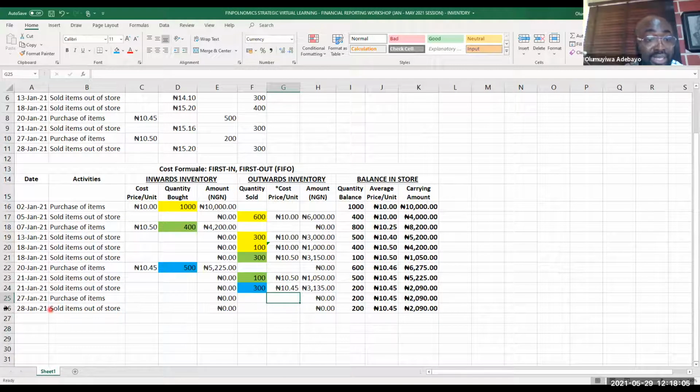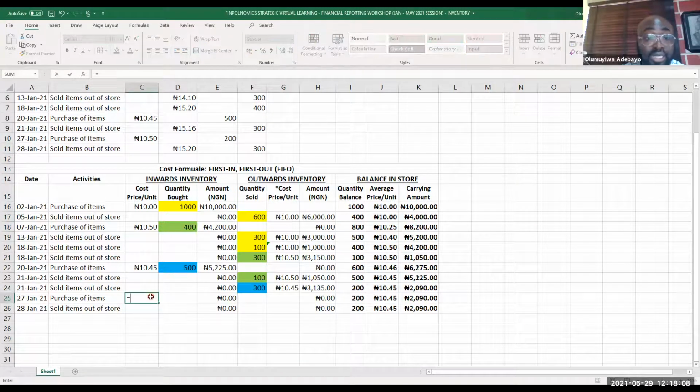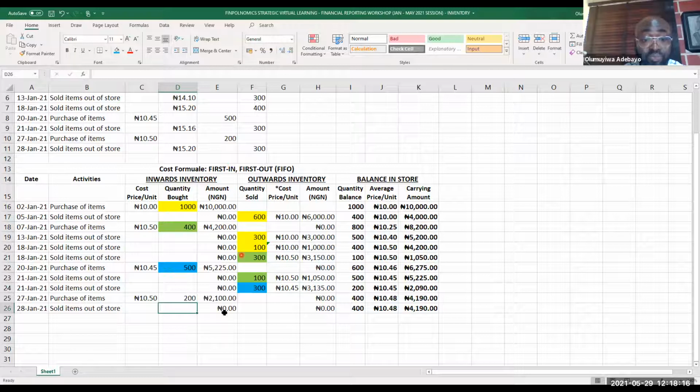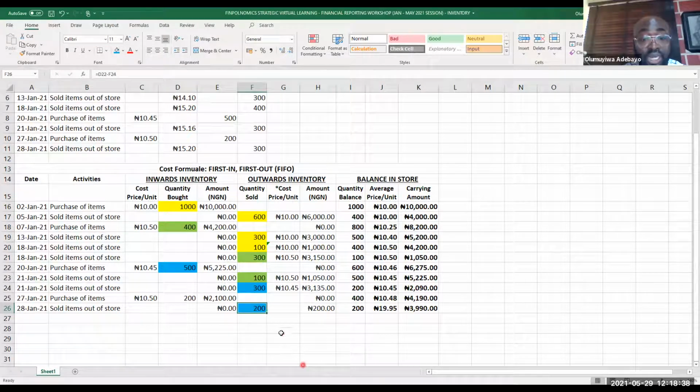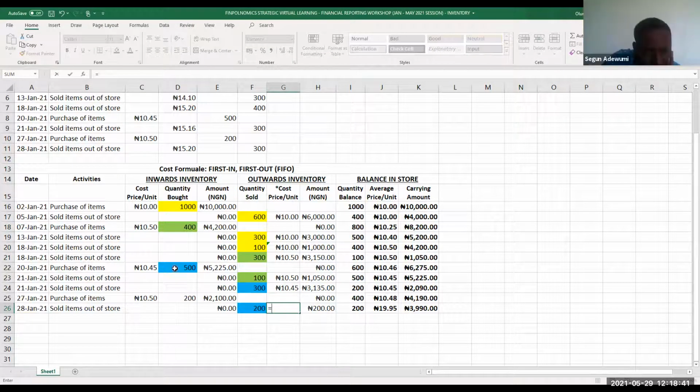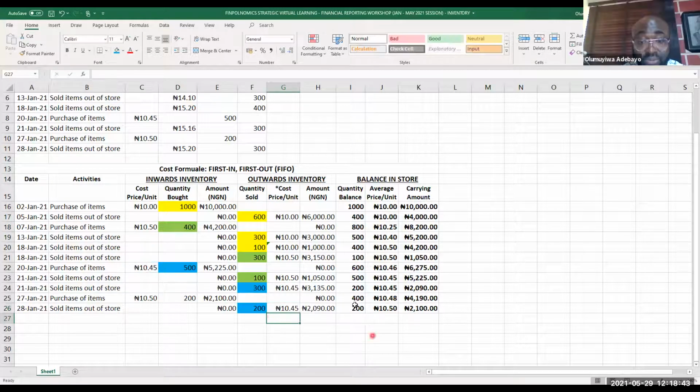And that is that. Now, the last purchase was made at the rate of 10.50 kobo, and the quantity purchased then was 200. Okay. Now, the last item sold was 300. And this 300, if you remember, there's 200 left from this batch of blue, which means the 200 left from the batch of blue will satisfy first, which is 200 from the batch of blue. At what rate? At 10.45 kobo.